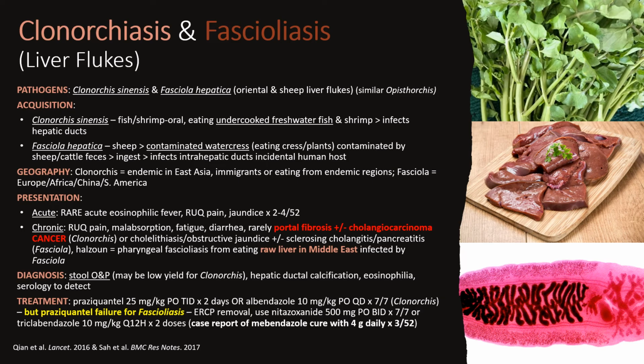The liver flukes Clonorchis sinensis and Fasciola hepatica are both acquired from ingestion of contaminated food. Clonorchis sinensis is called the Oriental liver fluke. It is endemic in East Asia and is another helminth acquired from undercooked freshwater fish, like the nematode Anisakis and the tapeworm Diphyllobothrium. Clonorchis travels into the GI tract and establishes residence in the hepatic ducts.